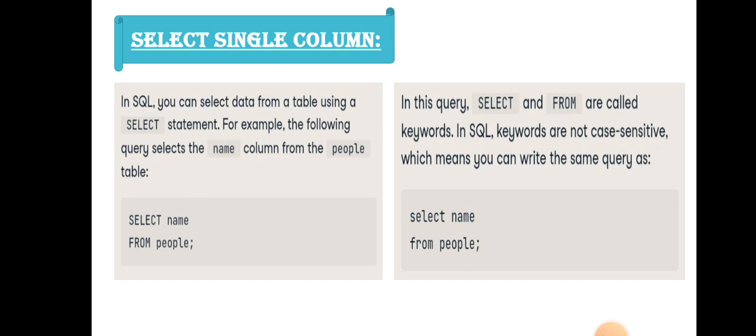In SQL you can select data from a table using the select statement. For example, in the first picture you can see the following query selects the name column from the people table. So select name from people. In this query, select and from are called keywords. In SQL, keywords are not case sensitive, which means you can write the same query as select name from people. We can use capital letters and small letters.